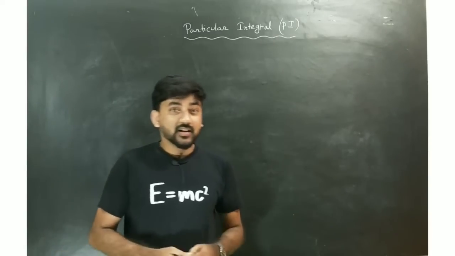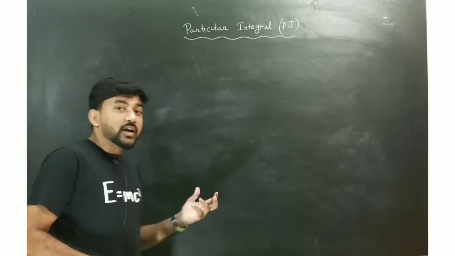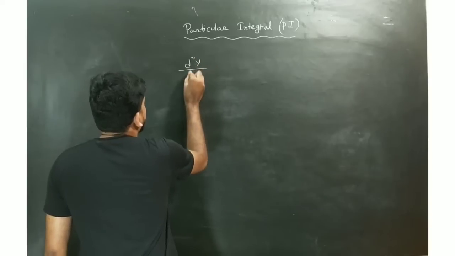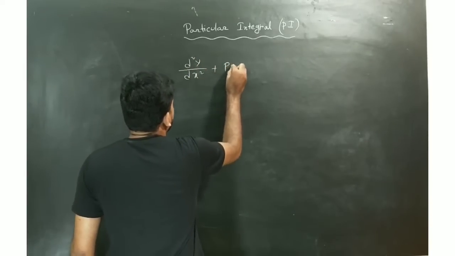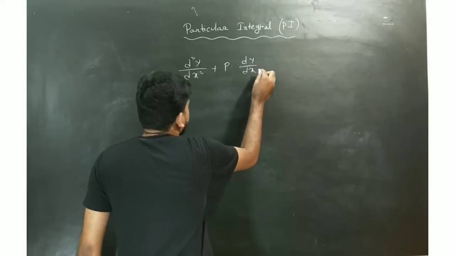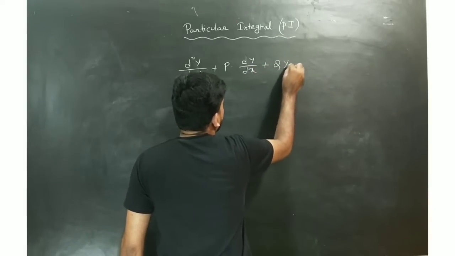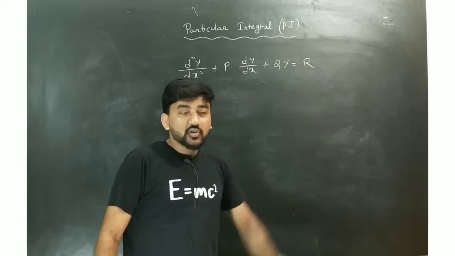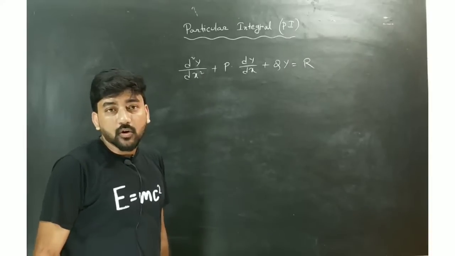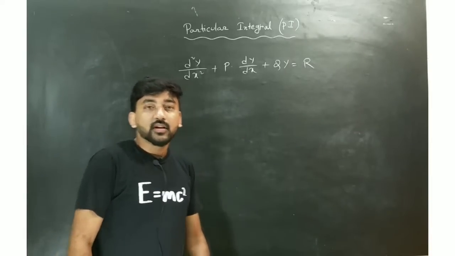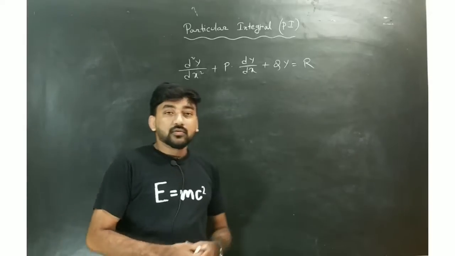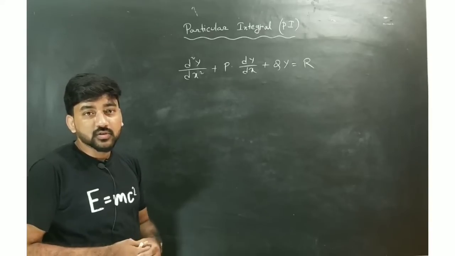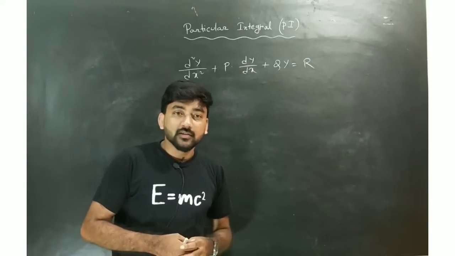So now let me start with the particular integral. We have a second order linear differential equation in the form d2y/dx2 plus p dy/dx plus qy is equal to r. In the last class, we put r equal to 0 and got the homogeneous equation, and from that we found the complementary function. But to get the complete solution of the differential equation, we also need a particular integral.